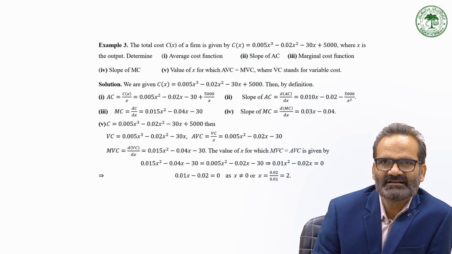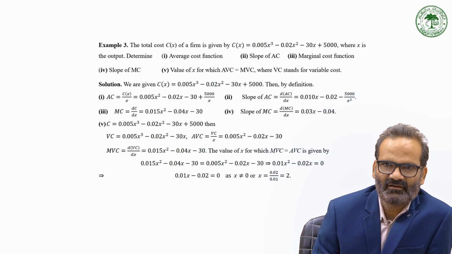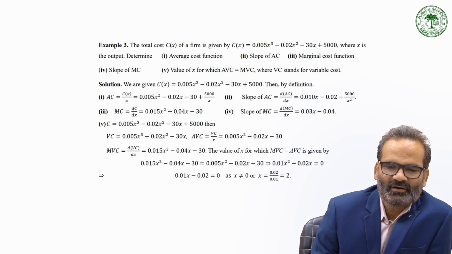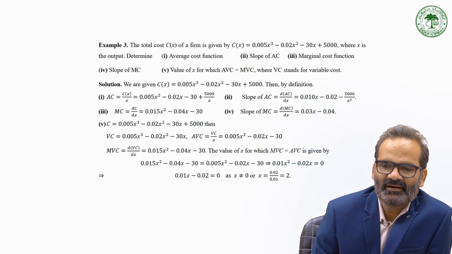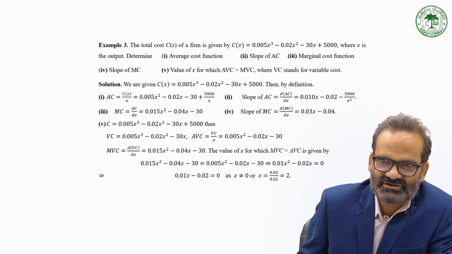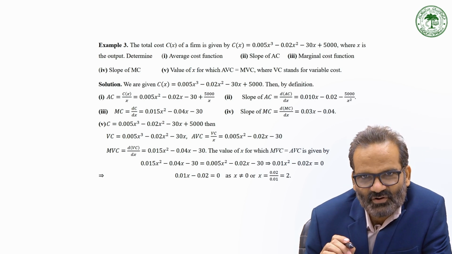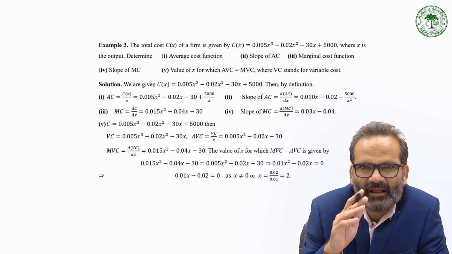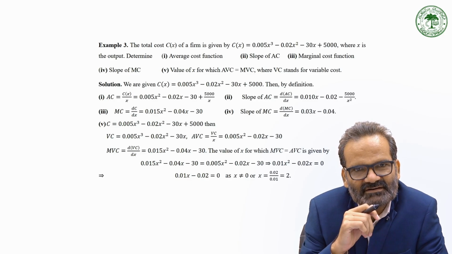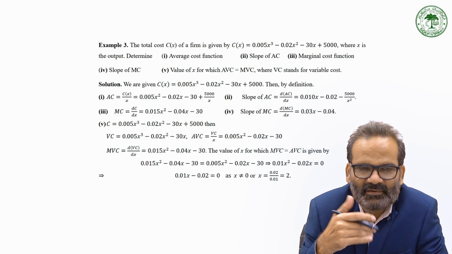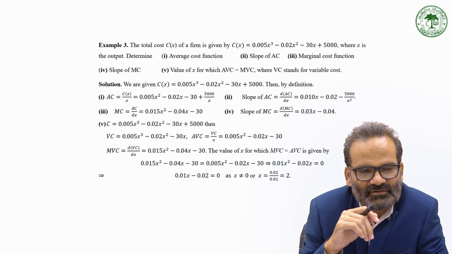In the last 2 or 3 examples, we have seen how we can minimize our cost function. So in sequence, let us take this example also. The total cost function is given by 0.005x cube minus 0.02x square minus 30x plus 5000, where x simply represents the output. Determine the average cost function. This example is very similar to the example we have already done. You know what the average cost function is: simply the total cost function divided by the output, that is, by x.